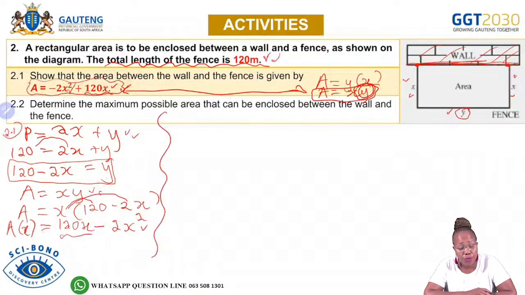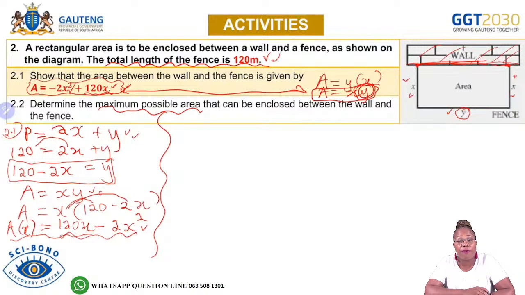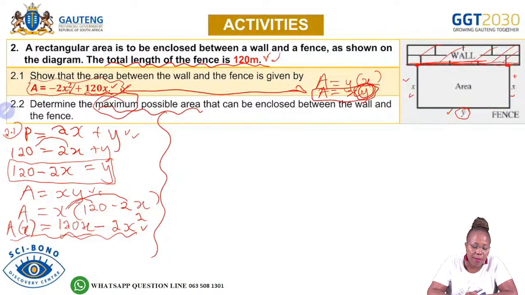And then with 2.2, determine the maximum possible area. We are still doing the same calculation where we identify the maximum area that can be enclosed between the wall and the fence. But to calculate the maximum area, can you see, grade 12, we need the value of x there. We can't calculate the area without x. Do you still remember how we calculated an x value? Because this must be maximum, therefore we must maximize to get the value of x. Let's do so.